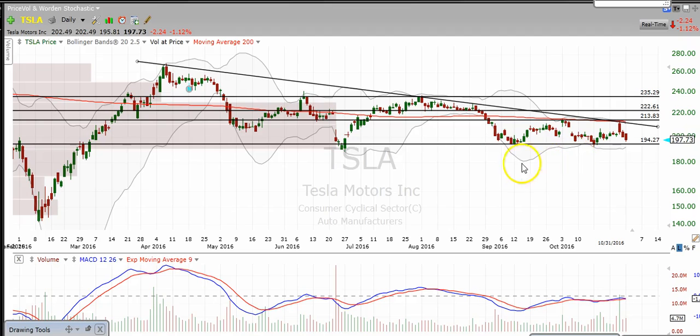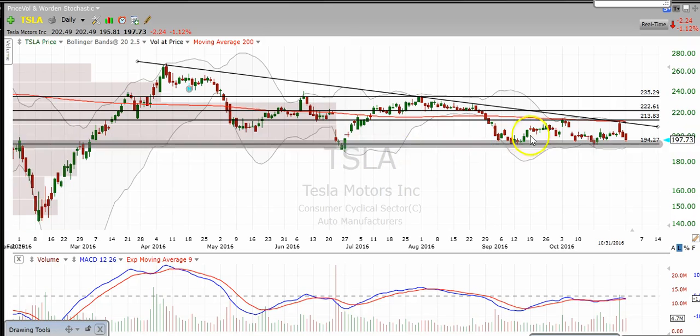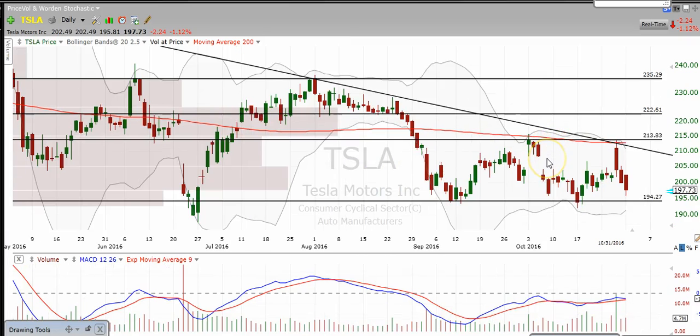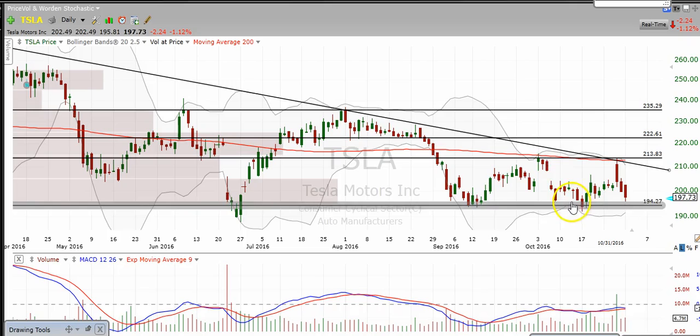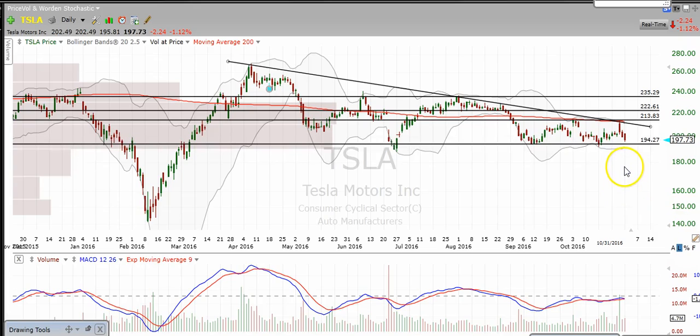And we're coming up to a big level down here. 194 to 190 is going to be that level that you want to see hold if you're bullish on Tesla. If we break these levels right here, we're going to be heading much, much lower, more than likely down to retest these lows right around 140 right here.